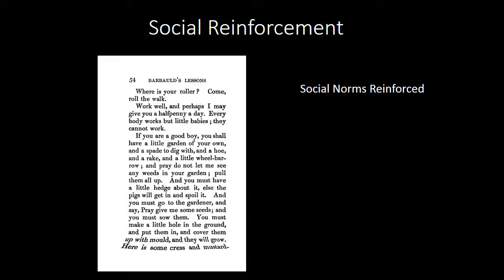Now we'll examine social reinforcement. I'm going to give you a minute to read through this page on your own. Begin now.